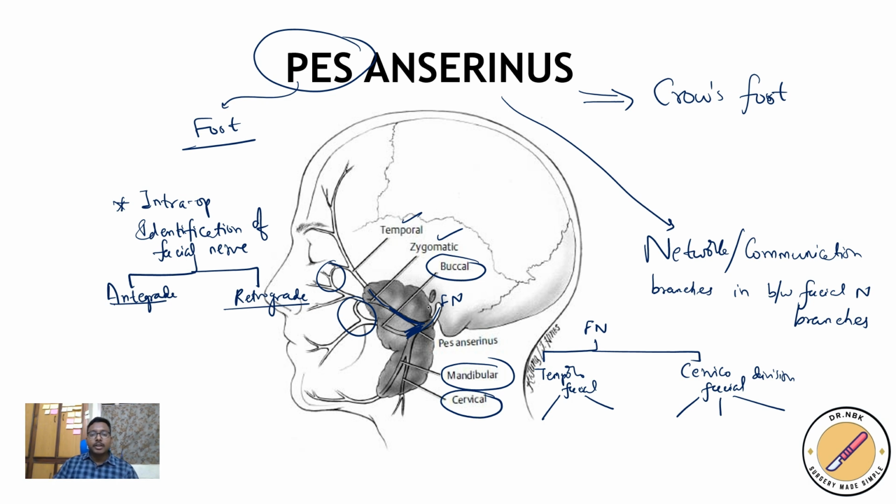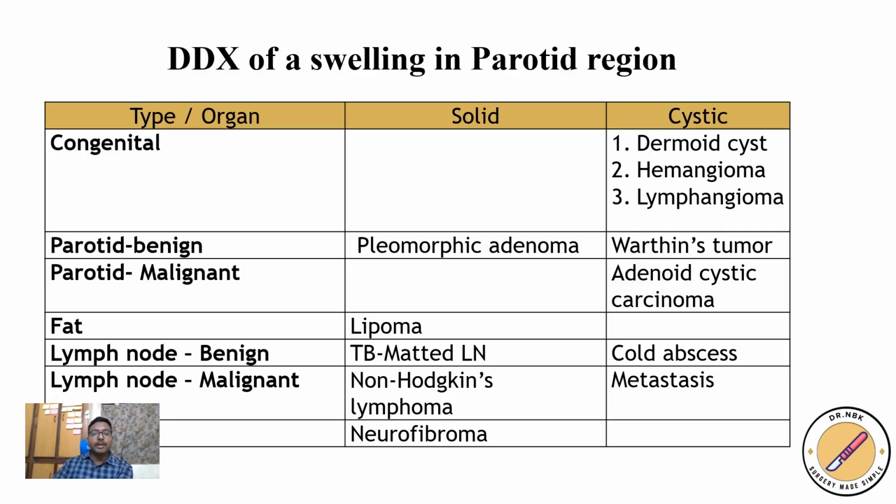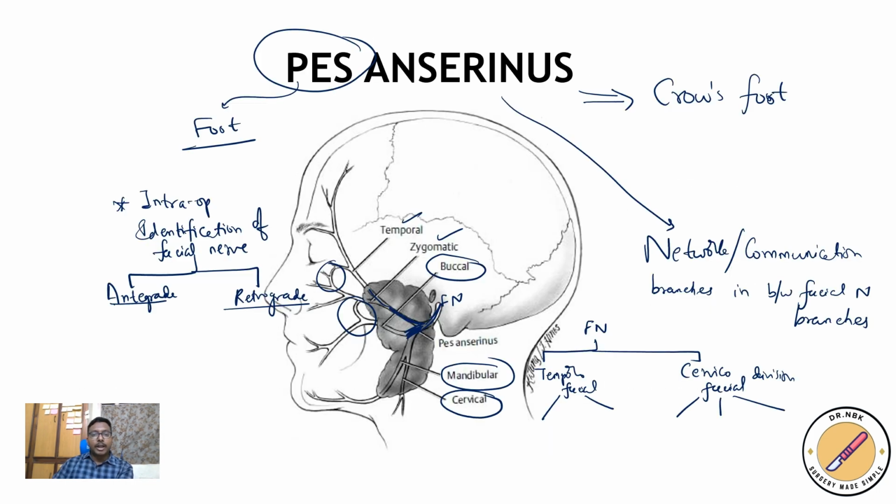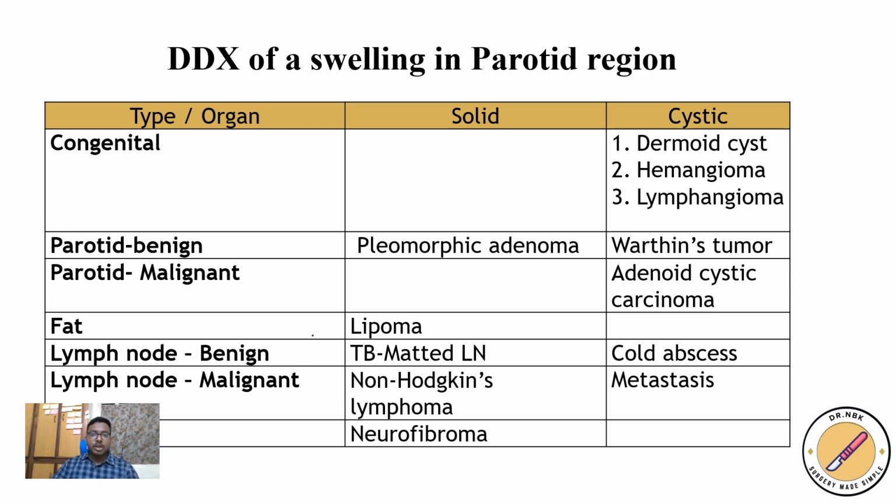What is antegrade method? First, we will identify the main trunk of facial nerve. Then we will go in an antegrade fashion to identify the branches. Whereas in recurrent surgeries of the parotid gland, repeat surgeries, first we will identify one of the branches of the facial nerve, then we will go in a retrograde fashion to identify the facial nerve trunk. So this is the basic anatomy of the parotid gland. Now, what are the important differential diagnoses of a swelling present in the parotid region?